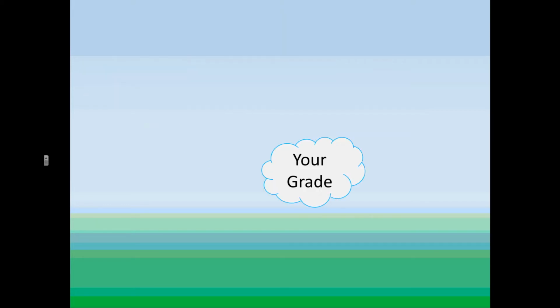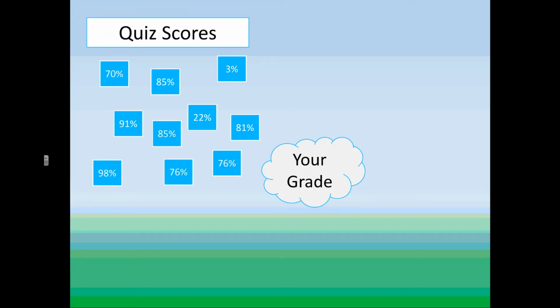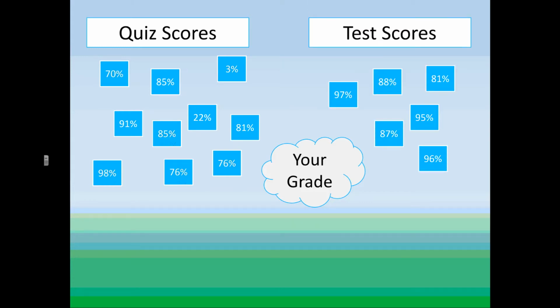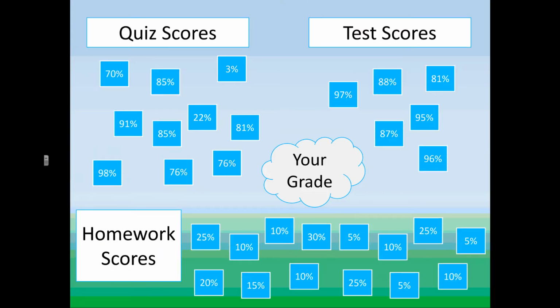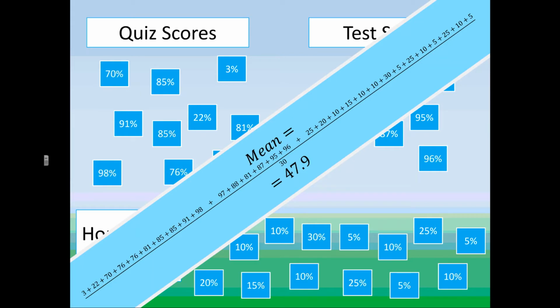So we were talking about your grade and we were talking about quiz scores. However, in real life, you don't just have quiz scores. You also have test scores and homework scores. These are a lot of grades. Now, what do we do with these grades? A lot of people think that you just take all of the grades and you average them together, and that's how you get your average.